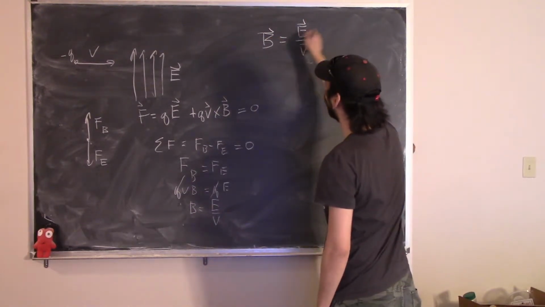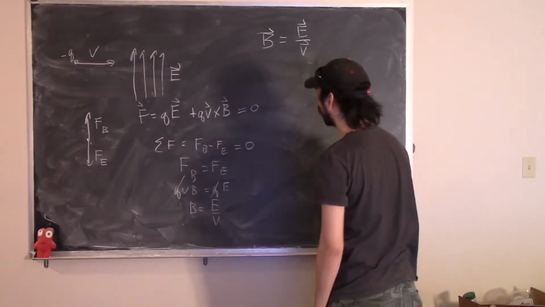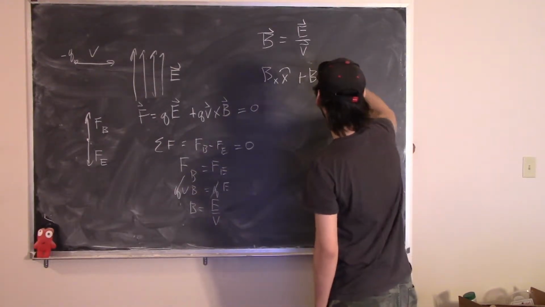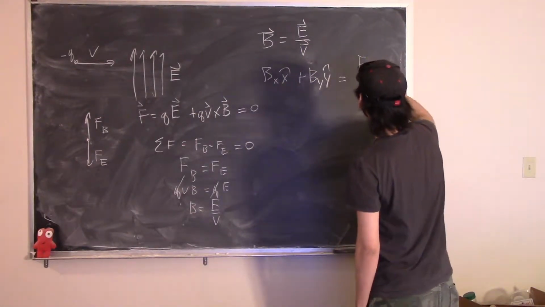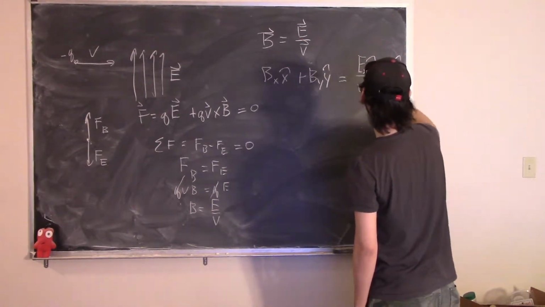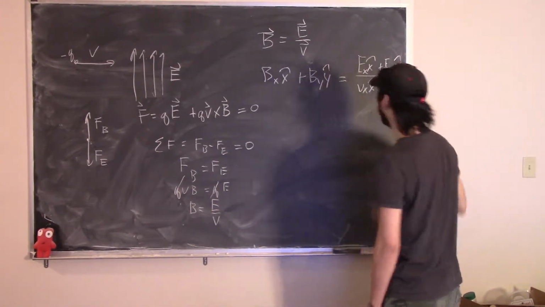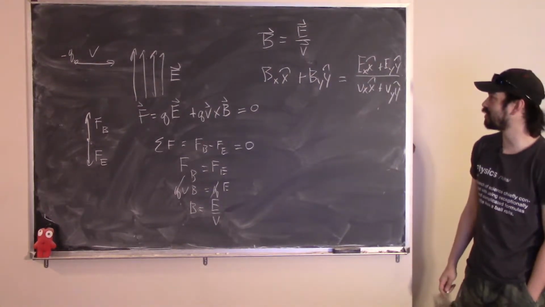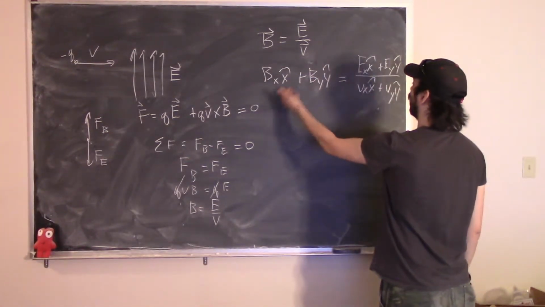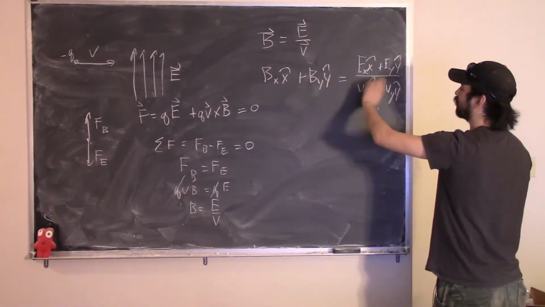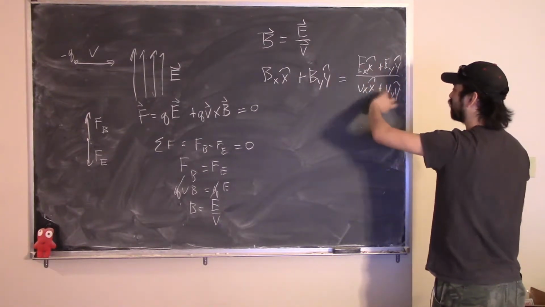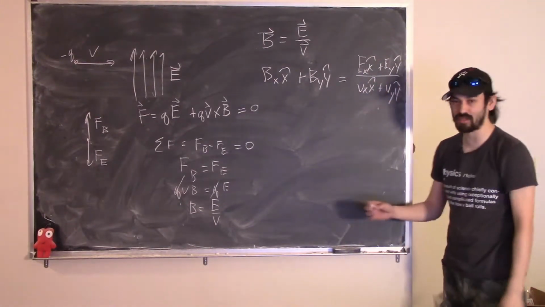Say that all of these have components in x and y. That would be saying Bx x hat plus By y hat is equal to Ex x hat plus Ey y hat divided by Vx x hat plus Vy y hat, right? And so you can see, now that I've expanded this a little bit more, the real problem here. If I was to try to plug numbers into this, how would I do that? I have this ratio of E vector to V vector equal to B vector. This actually doesn't make any sense.